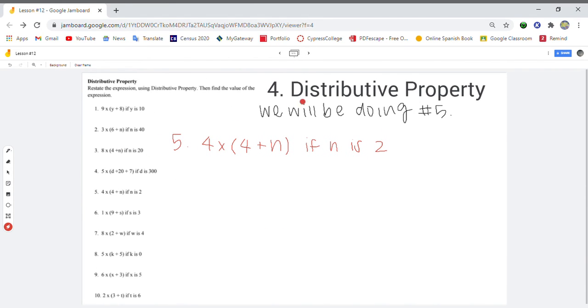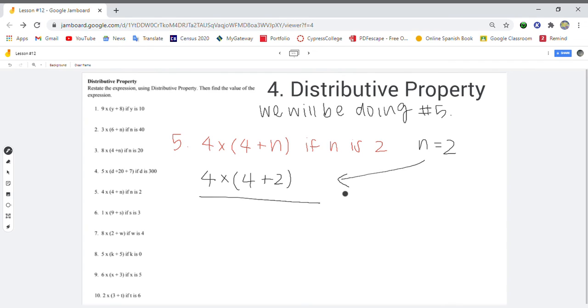The fourth section is distributive property, and we'll be doing number 5. It says, restate the expression using distributive property, then find the value of the expression. So we're given number 5, which is 4 times, in parentheses, 4 plus n, if n is 2. So we're given the information that n will equal 2. So let's just substitute that in. So 4 times 4 plus 2. And we restated the expression using the variable that we're given.